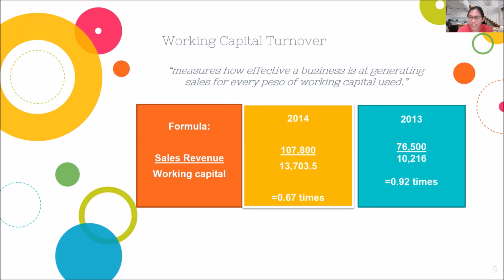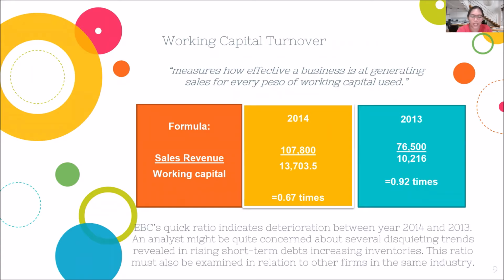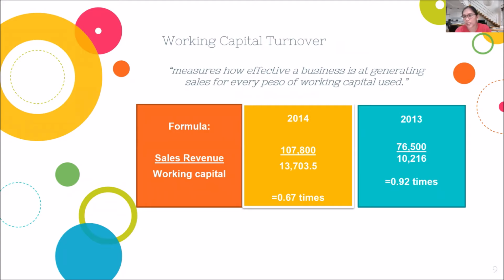So ibig sabihin, in generating our sales, we need the help of the liabilities or yung mga creditors natin for us to generate this kind of sale. Kasi kung titingnan, bumaba siya talaga, class. Okay? So parang mali yung naka-indicate dito. But for EBC, bumaba or the working capital turnover decreases. So meaning, there is a part that the creditors help in generating sales.